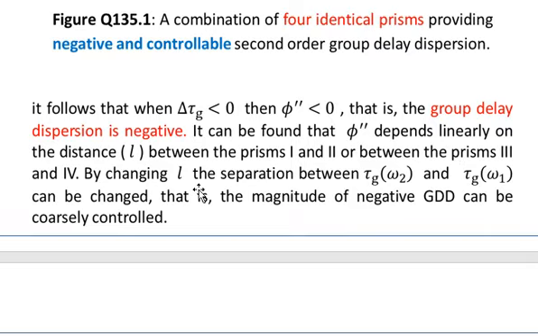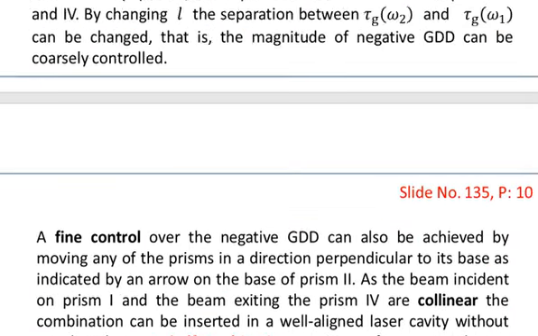By changing L, the separation between tau g at W2 and tau g at W1 can be changed. That is, the magnitude of the negative group delay dispersion can be controlled coarsely. In the coarse sense, you can control the GDD. The negative group delay dispersion can be controlled by changing the separation between the prisms.